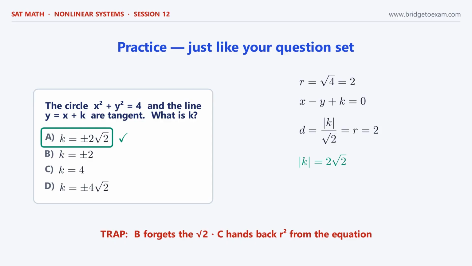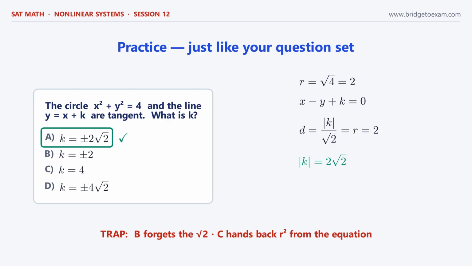The line in standard form is x minus y plus k equals 0. So the distance from the origin is the absolute value of k over root 2. Set it equal to 2. Absolute value of k over root 2 equals 2. So absolute value of k is 2 root 2. Therefore k equals plus or minus 2 root 2. The answer is A. And look at the traps.